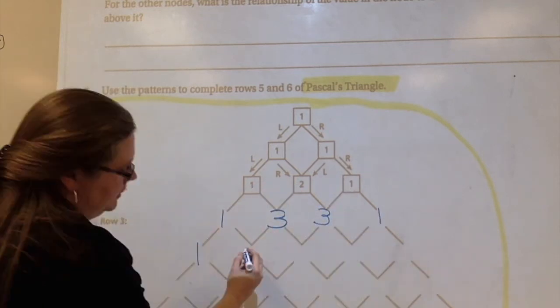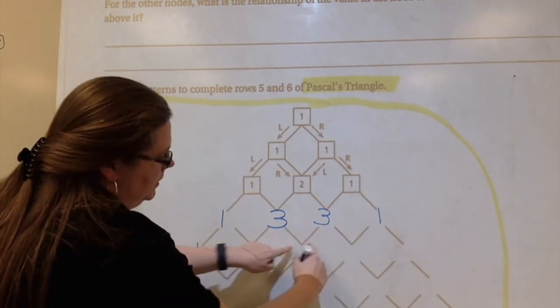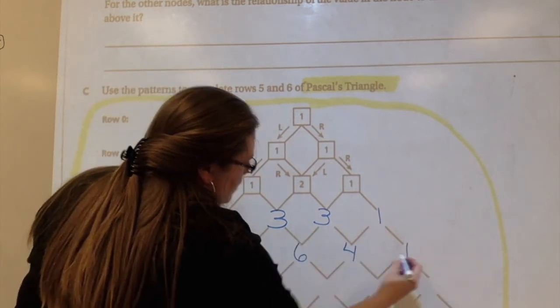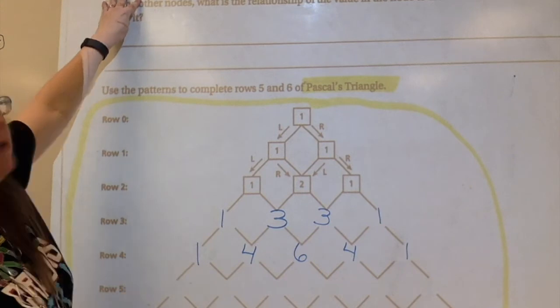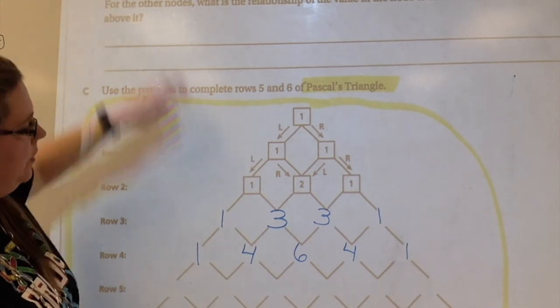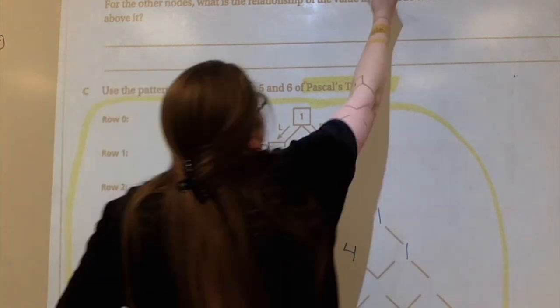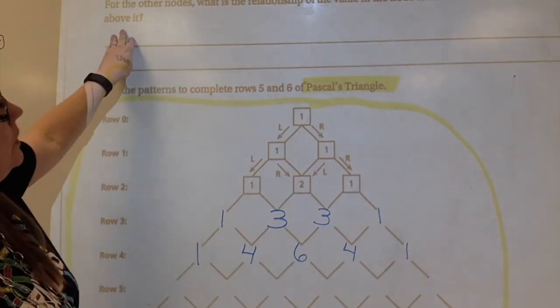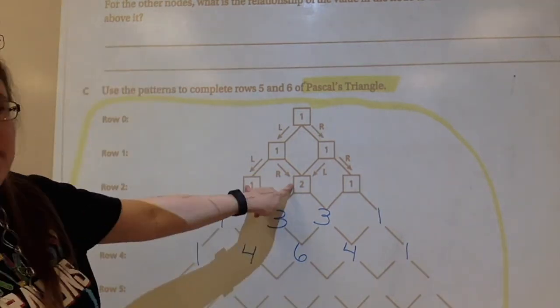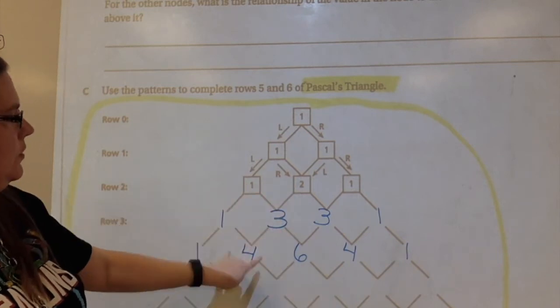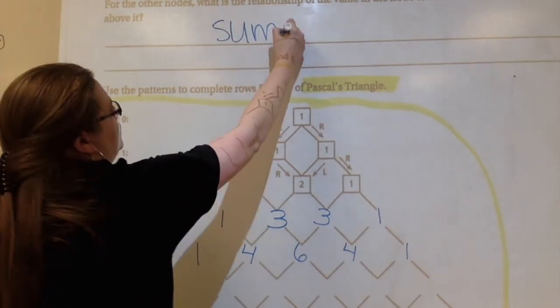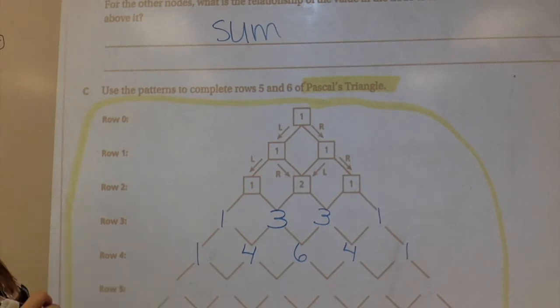So here, 1 plus 3 is 4, 3 plus 3 is 6, 3 plus 1 is 4, and you're ending with 1. So this says, what is the value in the first and last node of each row? You should see that the first and last value is always going to be 1. And it says for the other nodes, what is the relationship of the value in the node to the two values above it? It's the sum of the two values above it. So we should be able to complete rows 5 and 6 pretty easily now.